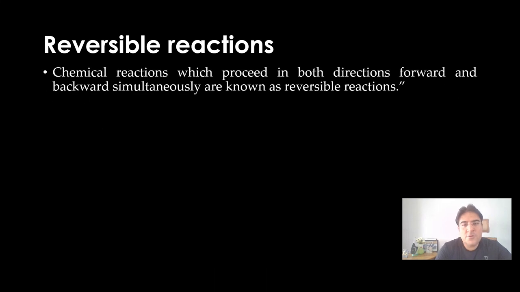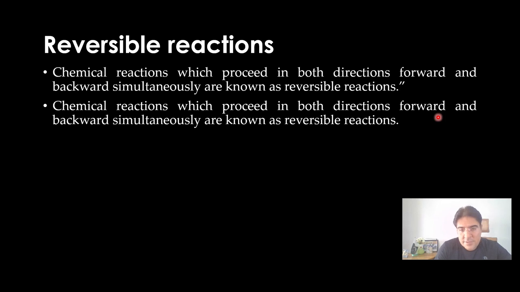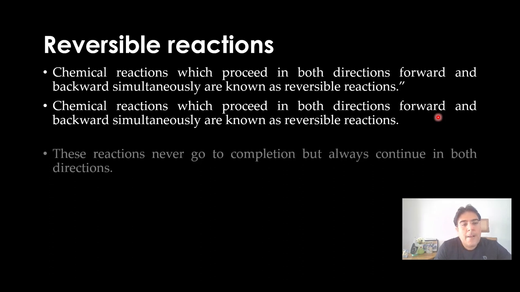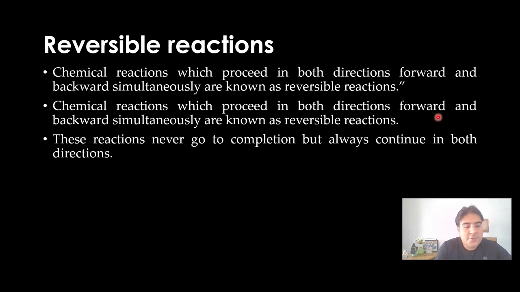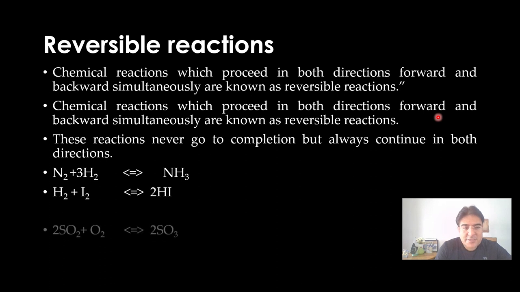Reversible reactions are those which proceed in both directions, forward and backward, simultaneously. Simultaneously means at the same time it is going from left to right, and it is also going from right to left. Both forward and backward reactions take place simultaneously. They never go to completion because they continually happen throughout the time. Ammonia's formation, hydrogen iodide's formation, sulfur trioxide's formation, they all are important reversible reactions.